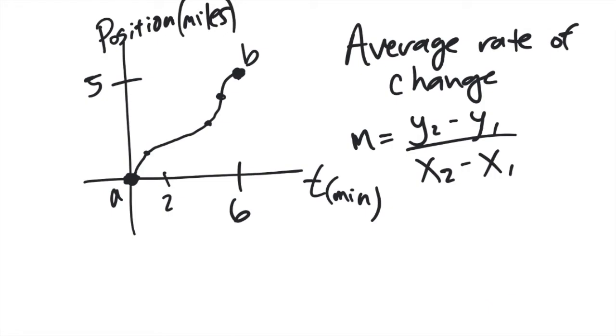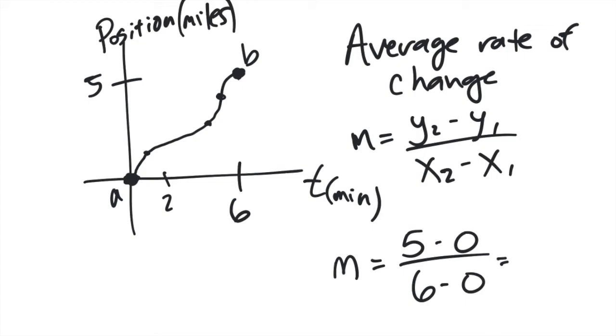So pretend like you're back in an algebra class. You could go find your average rate of change. You could go find your slope. That would be, let's see, we're doing y's on top, so 5 minus 0, divided by 6 minus 0. Keep in mind that we are talking about miles per minute as our units. This is 5 divided by 6.